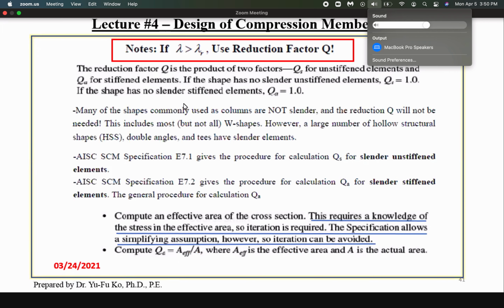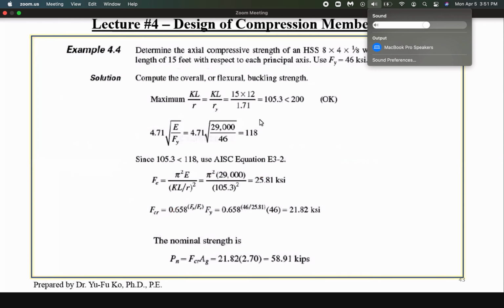So now, let's look at one example. Example for, before, choose one. Choose a number in the textbook. 2000 what? Determine the available compressive strength of an HSS 8x4 by 1/4 with effective length 15 feet with respect to each principal axis.